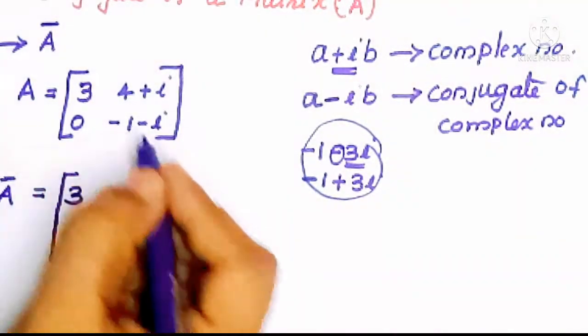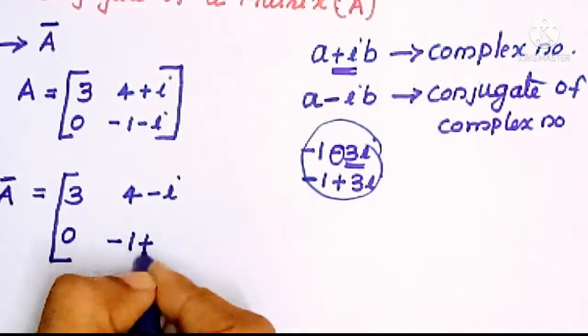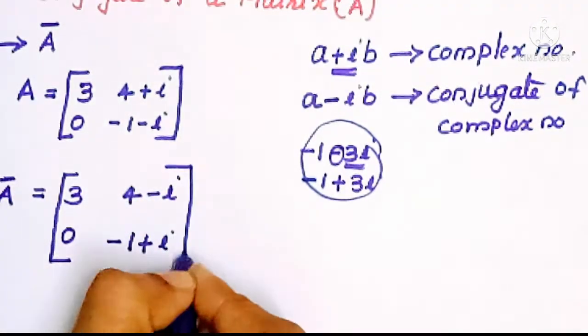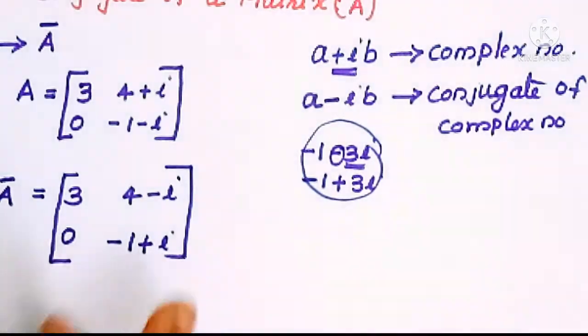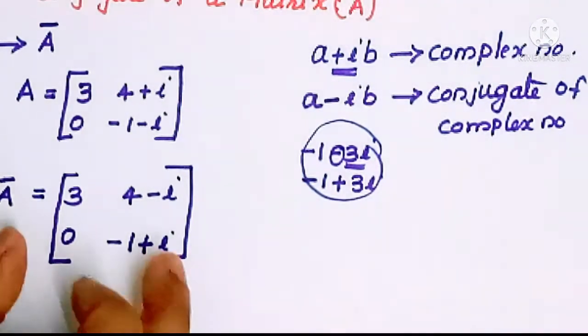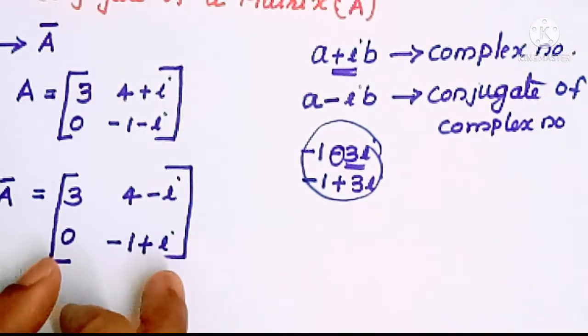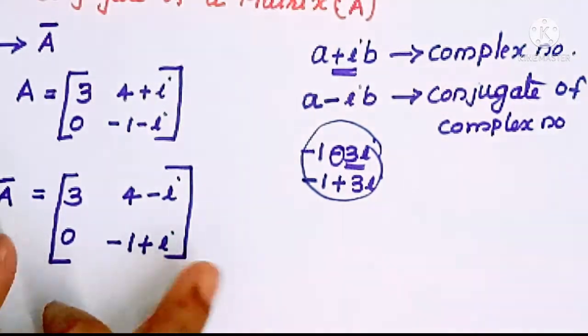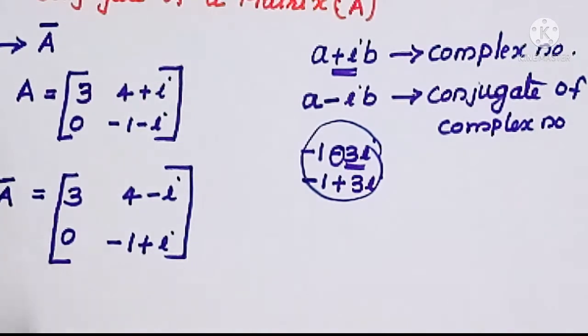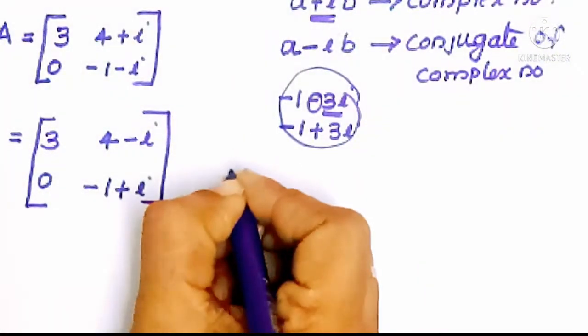It becomes 0. It becomes minus 1 plus i. So this is the conjugate of matrix A. That means we are replacing all the elements by their complex conjugates. Then we can call this the conjugate of a matrix. This is the concept. We can take another example.